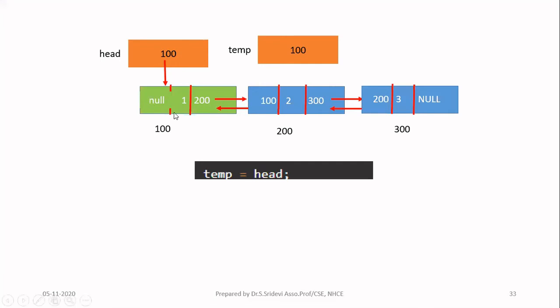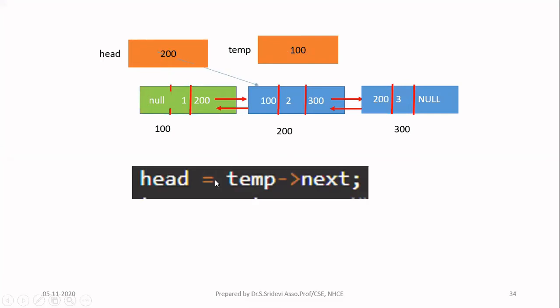When I want to do that, first, after deletion, I have to release it to the free storage. So I am simply copying the address into a temporary variable, because for free, I will be giving this temp as the argument. So I am copying the address which is available in the head into temp. So temp will now have 100. Then what I have to do? I have to make the head point to the second node. For that, I need the address of the second node. The address of the second node is available in the next field of the first node. Temp is now 100. So I am writing head is equal to temp arrow next.